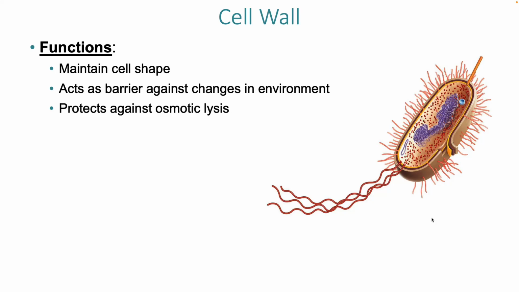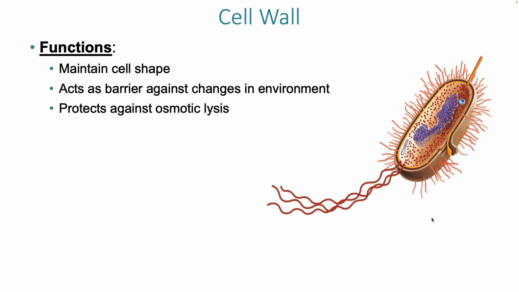Moving in a little bit more, we have the cell wall, which in most bacteria is not optional, but there is that genus Mycoplasma that does not make a cell wall. For the bacteria that have a cell wall, it helps to maintain their shape, and it also serves as a kind of barrier against dramatic changes in the environment.